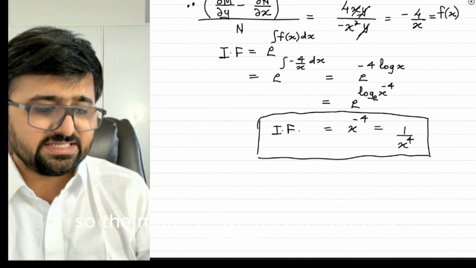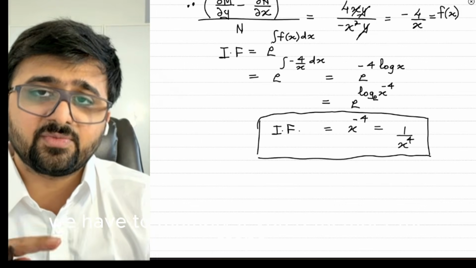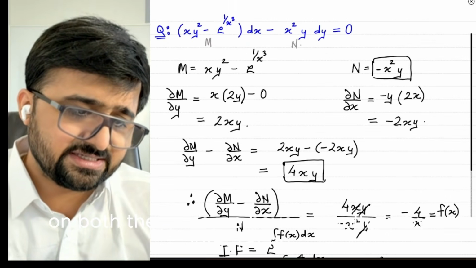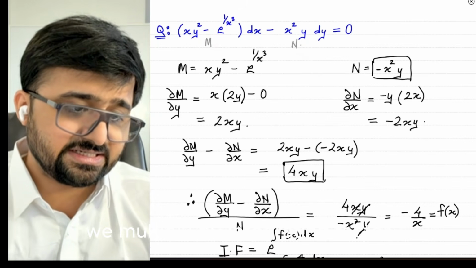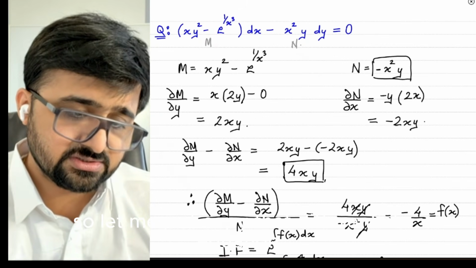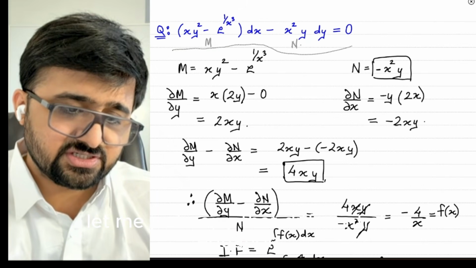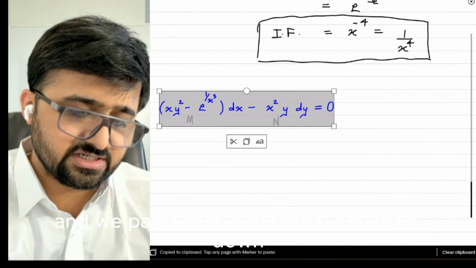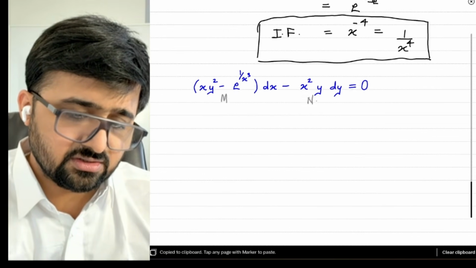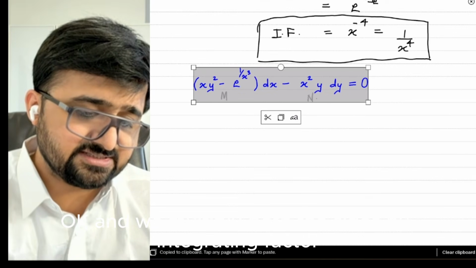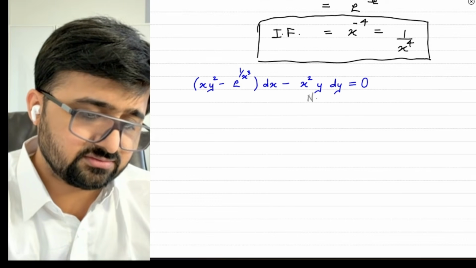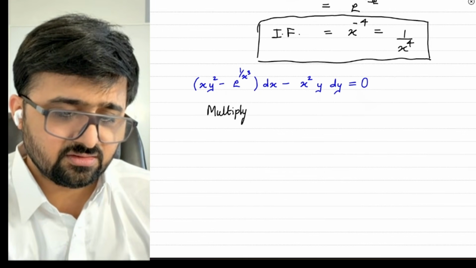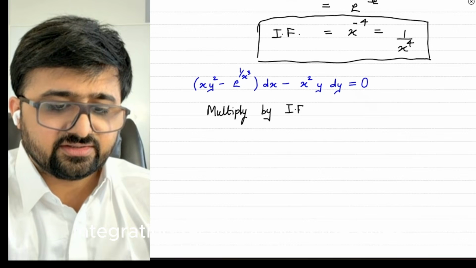The moment we find the integrating factor, we have to multiply. If you remember the steps, we have to multiply by the integrating factor on both sides. So we take the differential equation and multiply by the integrating factor. Let me copy that differential equation and paste it down, and we multiply both sides by the integrating factor.